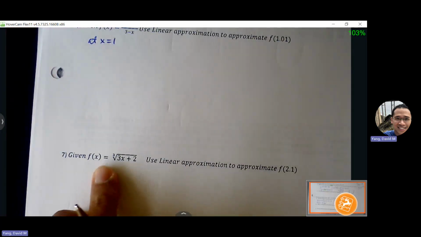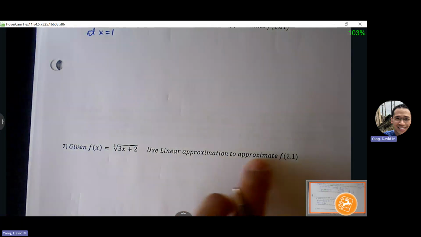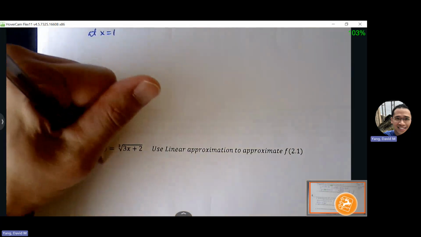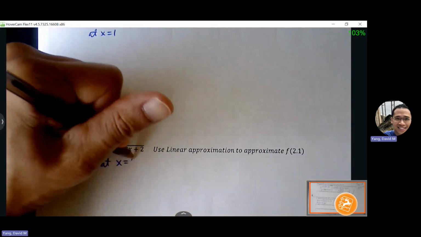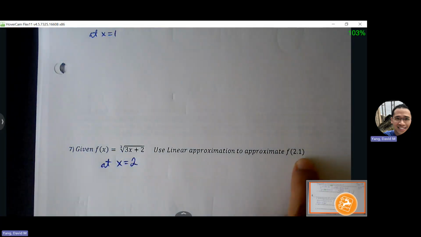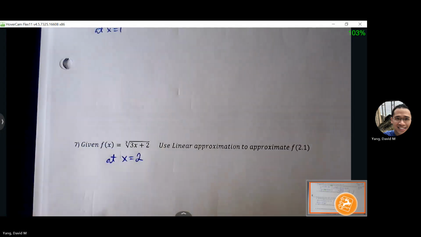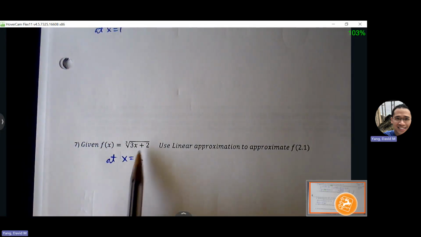Okay, so given cube root of 3x plus 2, use linear approximation to approximate f(2.1). At x equals 2. Yeah, let's use x equals 2. And the decimal value, ignore the decimal value until the end, right? You're going to build your tangent line equation before you do anything with the decimal. Okay, but we have a nice integer to play with here. What can we do first?